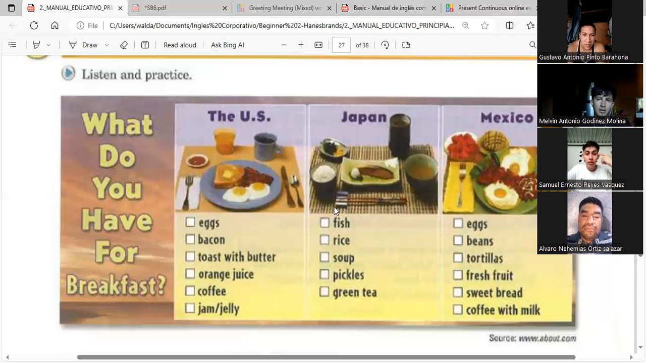Okay. All right, now in Japan, people eat fish, rice, soup, pickles, and green tea for breakfast. Do we have any questions about the vocabulary? Do you understand this vocabulary? You understand all of this vocabulary? Yes, picoles. What is picoles? Okay, very good question. What is pickles?